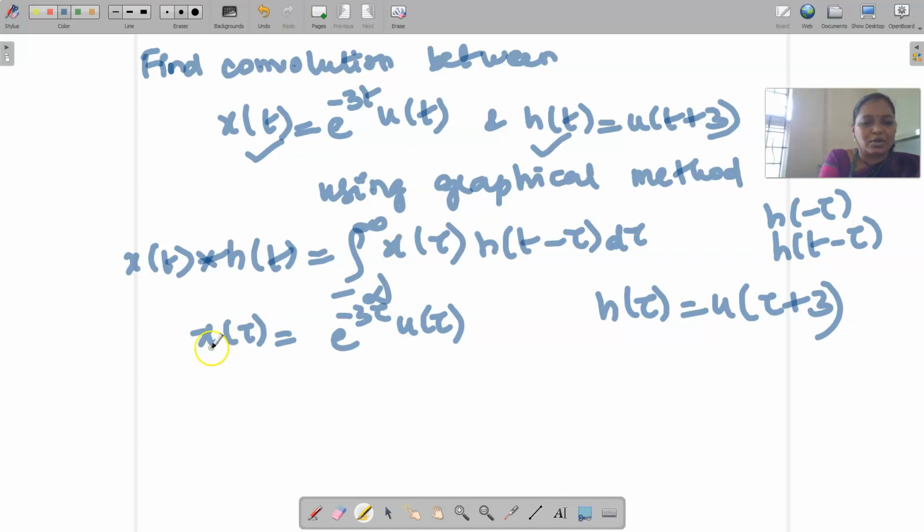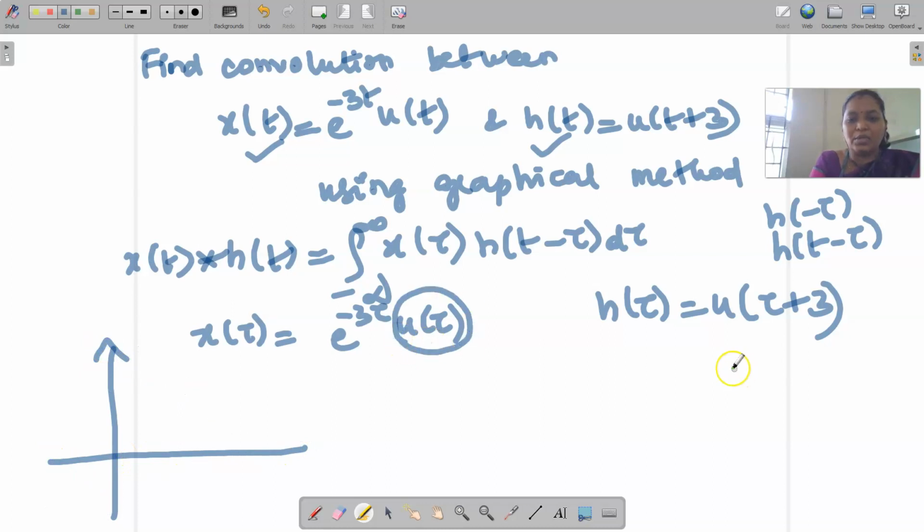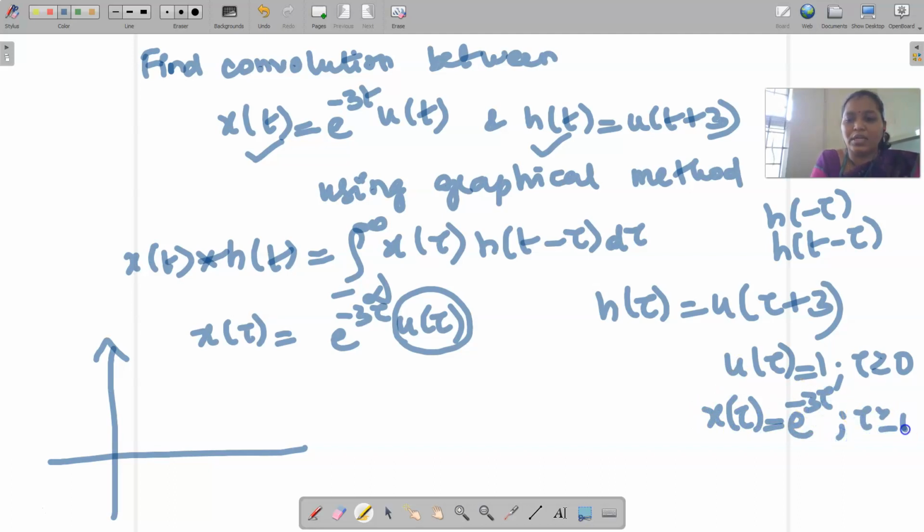So first let me draw your x of tau. X of tau is nothing but an exponential signal, and since we have e power minus 3 tau, it is a decaying exponential signal. So how to find out? We know that u of tau is equal to 1 for tau greater than or equal to 0. So I can rewrite x of tau as e power minus 3 tau for tau greater than or equal to 0. Why? Because u of tau value is 1.